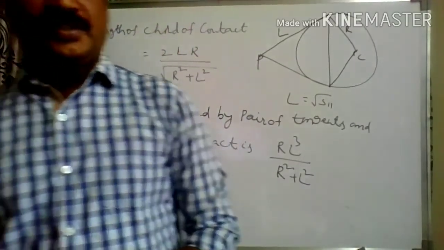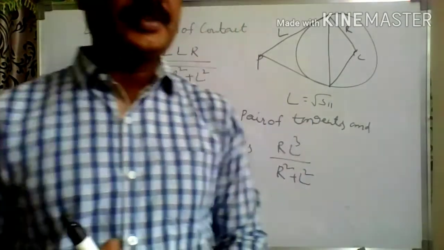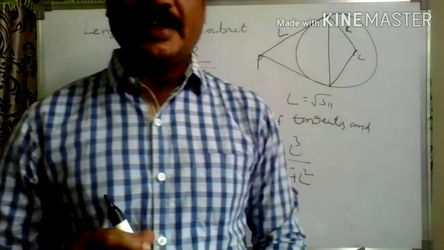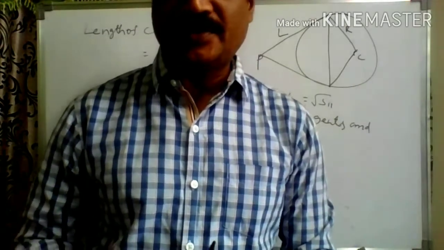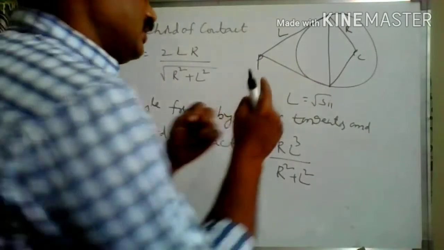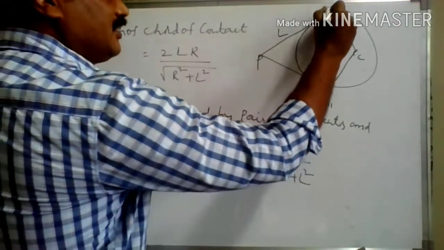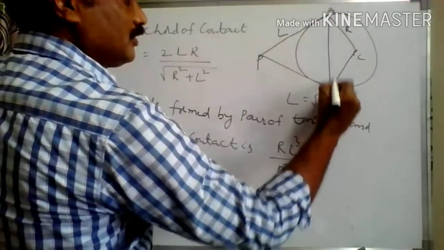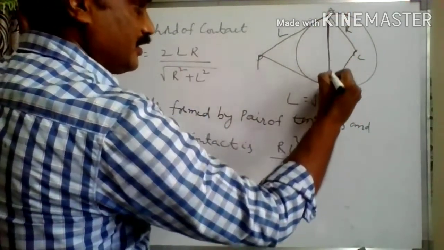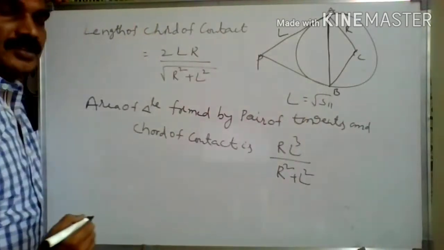Okay, students, next concept: length of chord of contact and area of the triangle formed by pair of tangents and chord of contact. Students, from an external point we can draw two tangents that touch a circle at A and B. AB is called the chord of contact.